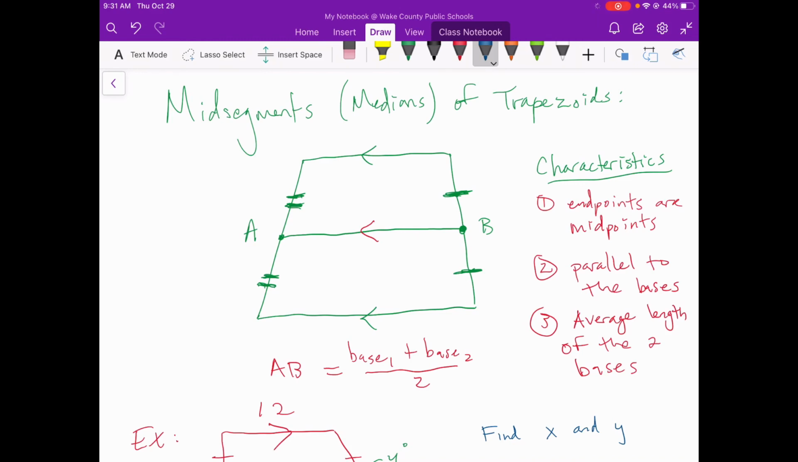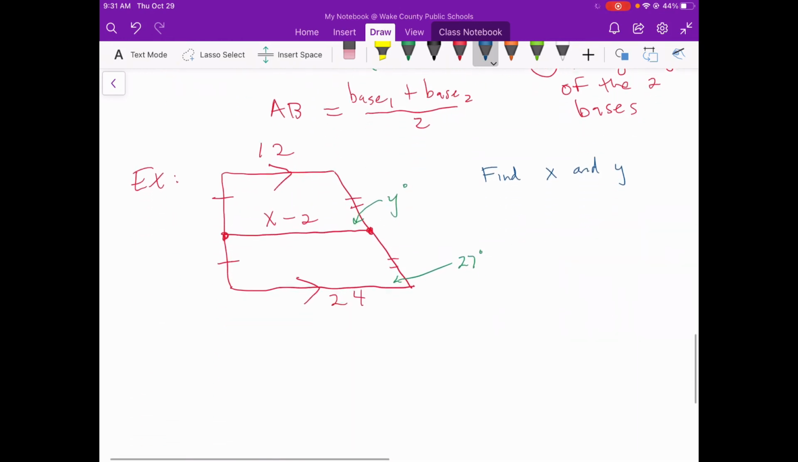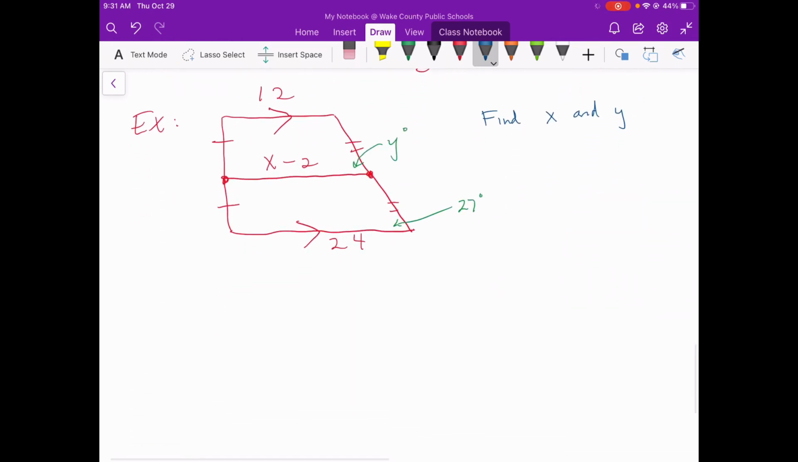So right there I gave you a real quick formula for how long AB would be. It would be base 1 plus base 2 divided by 2. So it's the average of the two bases. Okay, so it connects the midpoints of the two legs, and the length of it is the average of the two bases. And again, it's parallel to the two bases. So if you want to see that being modeled with all those characteristics, I've got this example here, and I want to find what X and Y are.